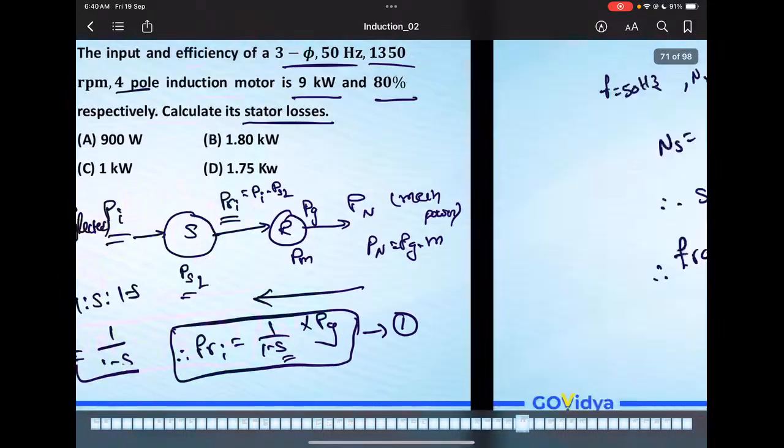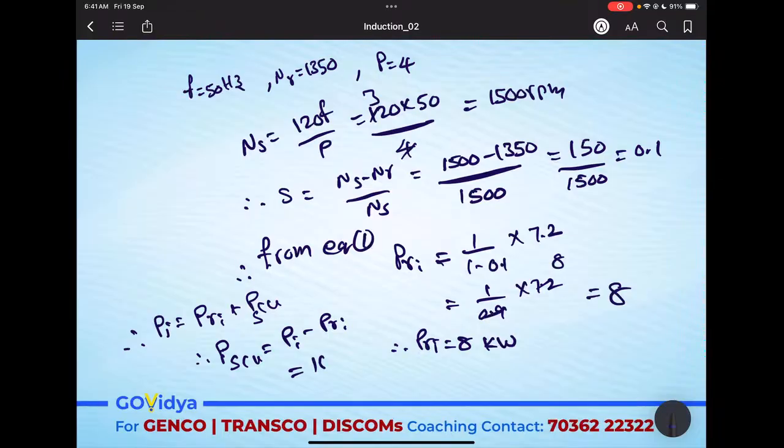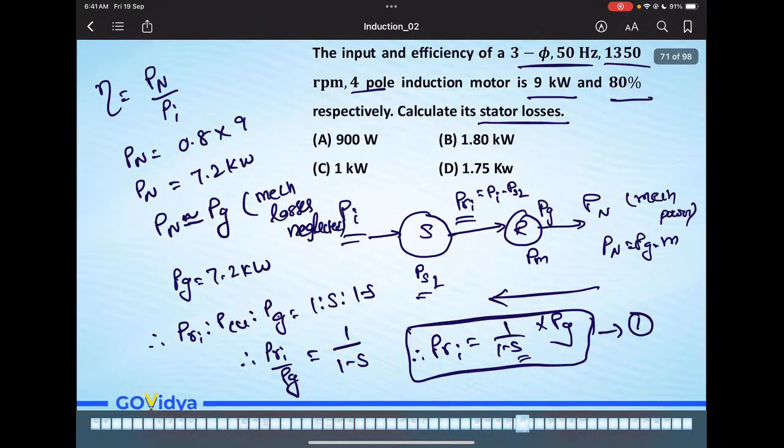How much will it come? Therefore, electrical input power can be written as rotor input power plus rotor copper losses. Therefore, stator copper losses can be written as Pi minus Pri. Pi is 10 kilowatt, they given, it will be 8. So it will come around 2 kilowatt. So the nearby option is B.